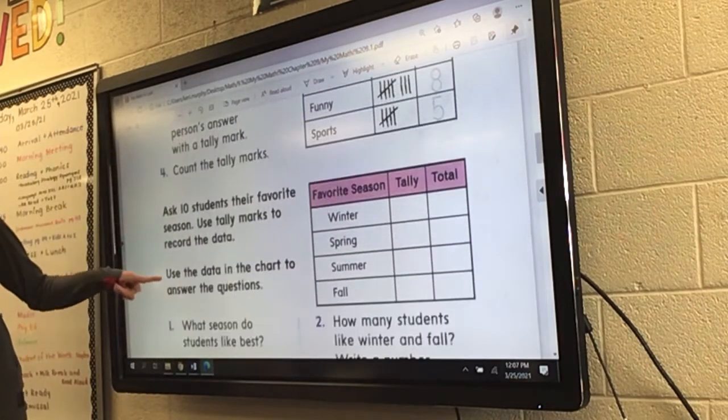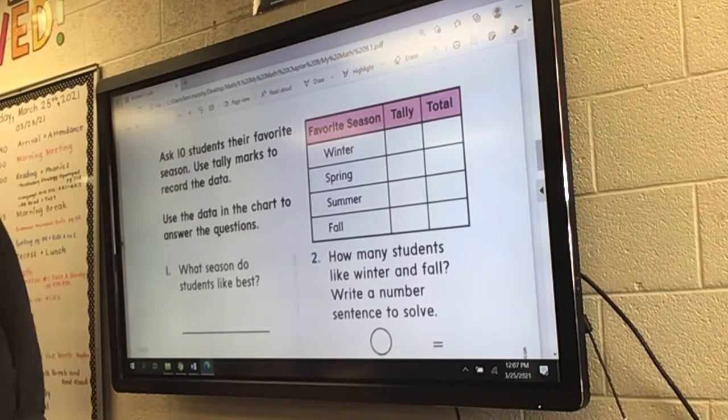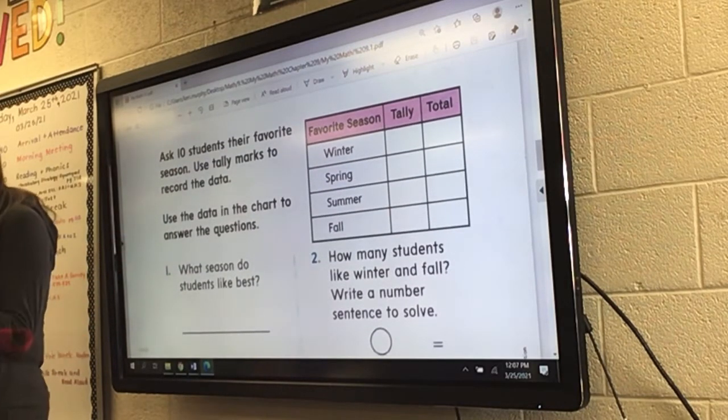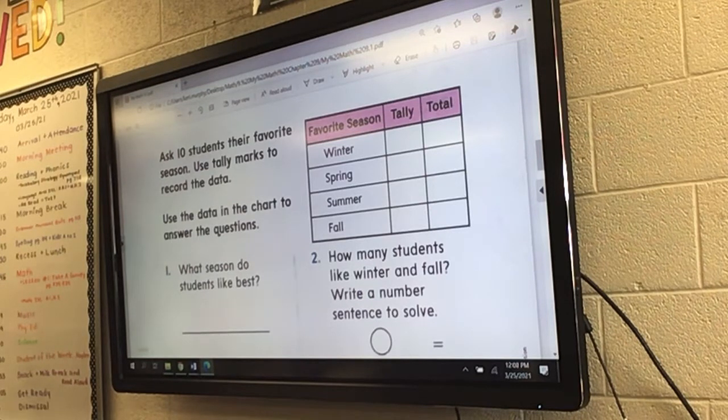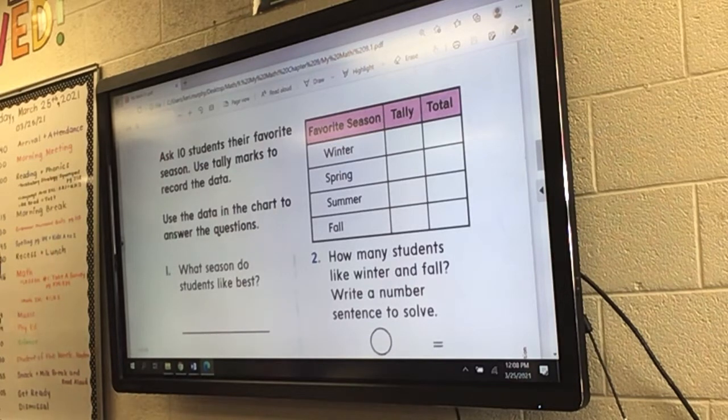Now, down here, we're going to change the directions a little bit, because it says to ask 10 students. Well, I'm not going to ask 10 of you because that wouldn't be fair. How many of you are left in here? I think there's 14 of you. A couple people are gone. Let's just do all of you guys, okay?